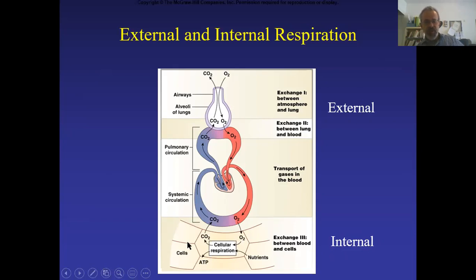And then, of course, we have CO2 that builds up just from normal metabolism in organs, delivered back into the venous blood, back to the right side of the heart, where it eventually goes out through the pulmonary artery, and then we breathe it out.